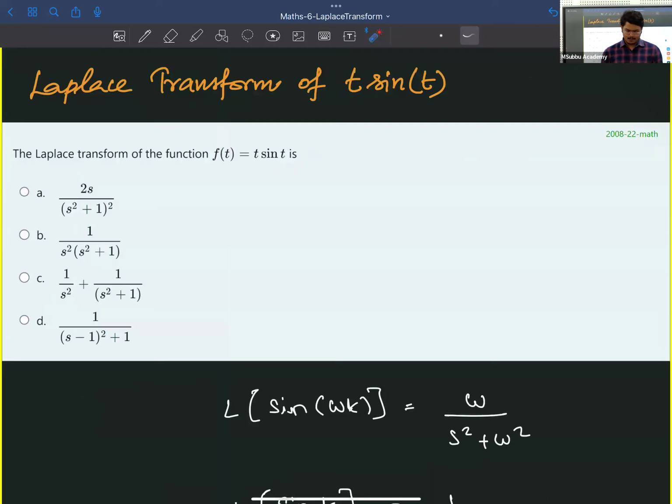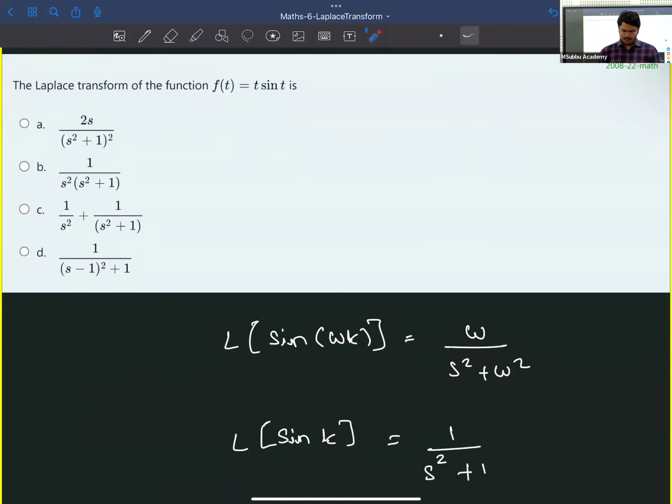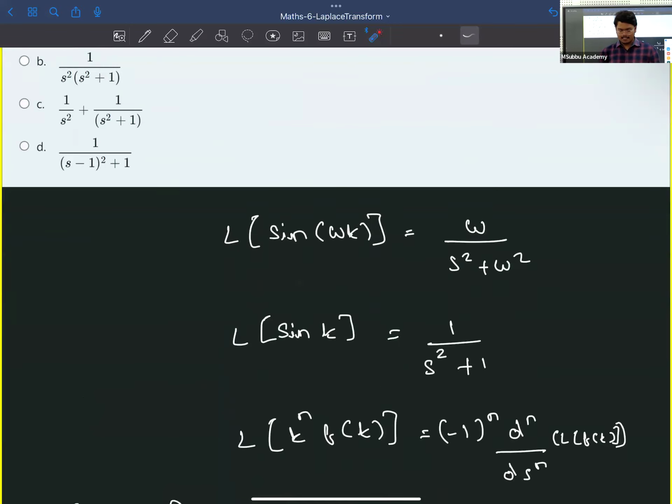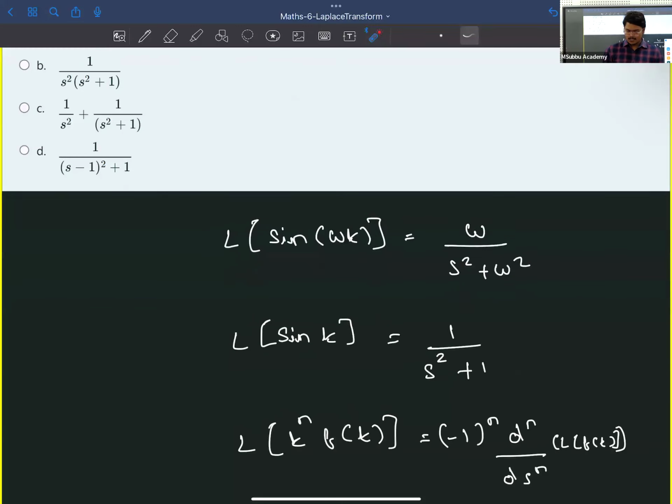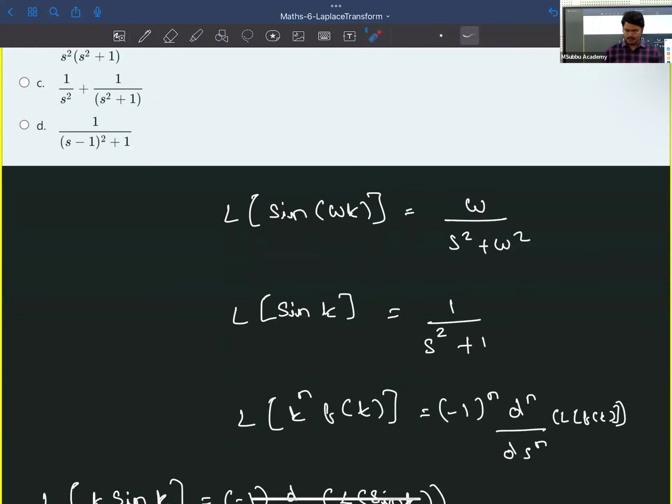Which is the Laplace transform of f of t is equal to t into sine t. So we know the Laplace transform of sine omega t is nothing but omega by s square plus omega square. Now they have given the function as sine t. So sine t, omega is 1 here. So substitute omega is equal to 1. So the Laplace transform of sine t is 1 by s square plus 1.